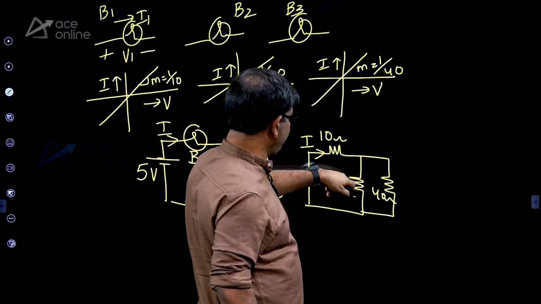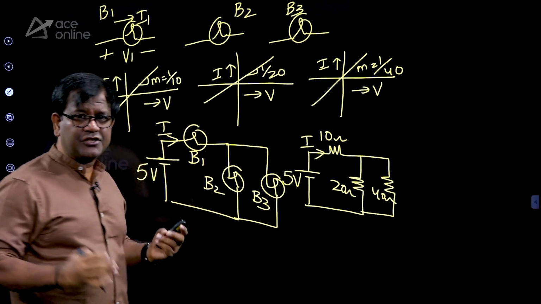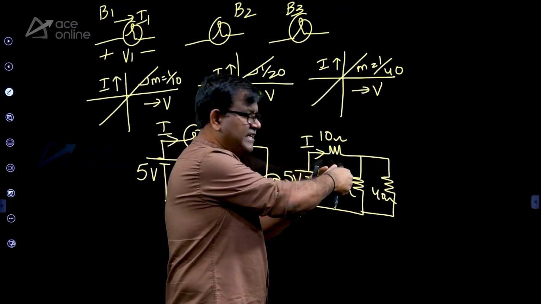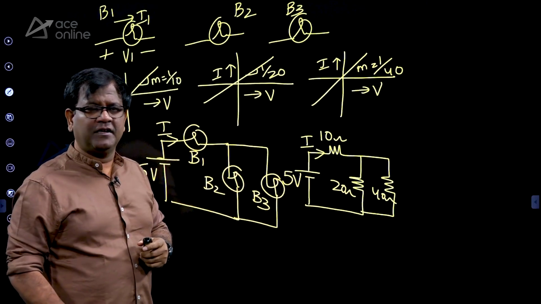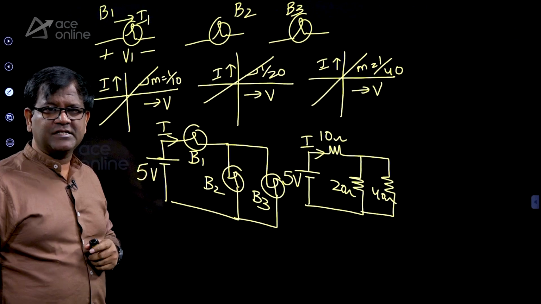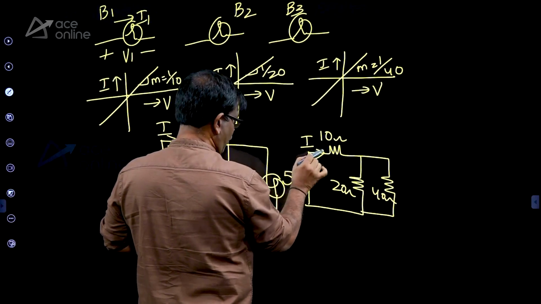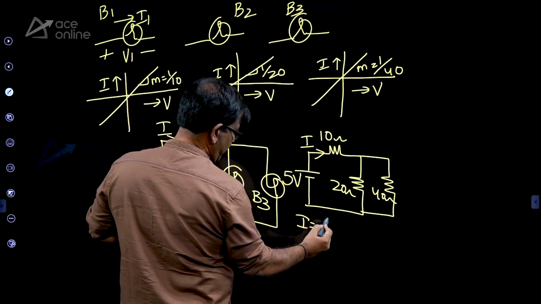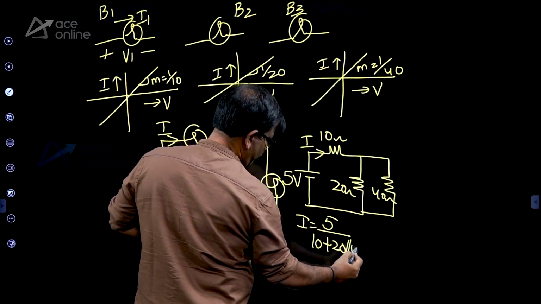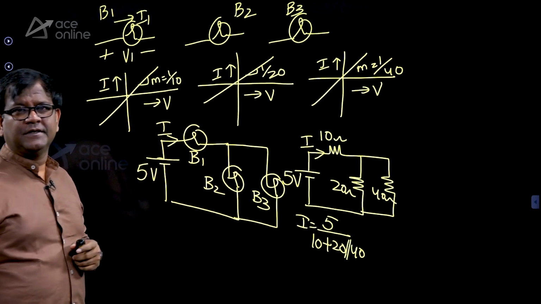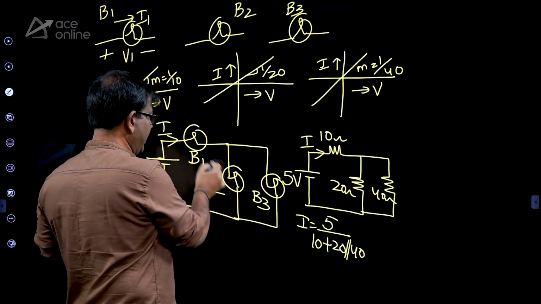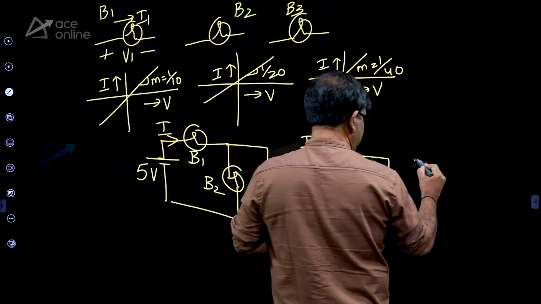These two are in parallel. The combination is in series. So you're making bulbs in parallel. You'll make diodes in parallel. You'll make BJTs in parallel, the MOSFETs in parallel, right? So you can have these two in parallel and the combination is in series, right? So the overall current here is going to be 5 by 10 plus 20 parallel with 40. 20 parallel with 40.